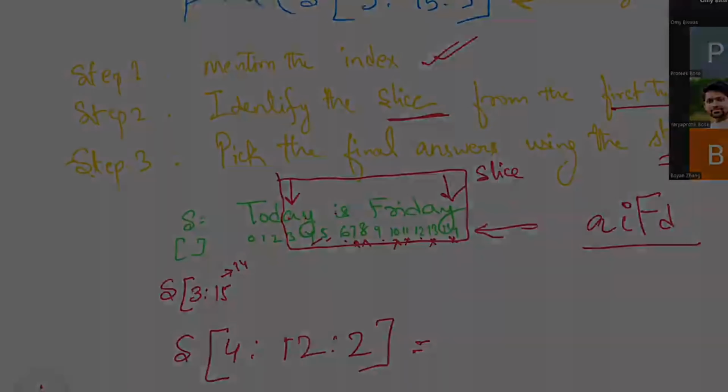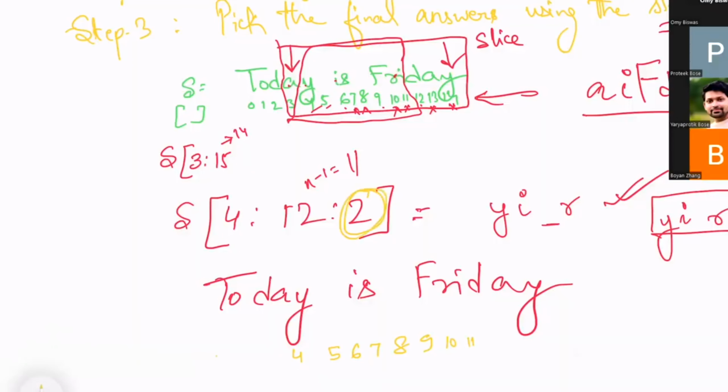You can try once getting this answer. Try this. So the step is 2, right? If you're starting with 4, then you have to skip this, go to 6. Skip this, go to this. What about the 10th one? You have to go till 4 to 11, skipping the steps, considering steps. So the answer will be YI space and R. You have to give the space. Space is considered as a character. So if you give space, then the answer is correct.